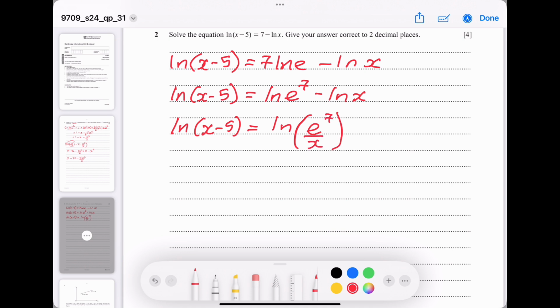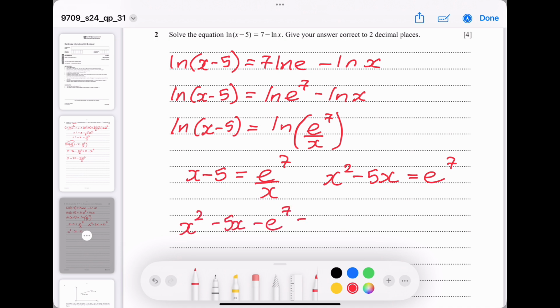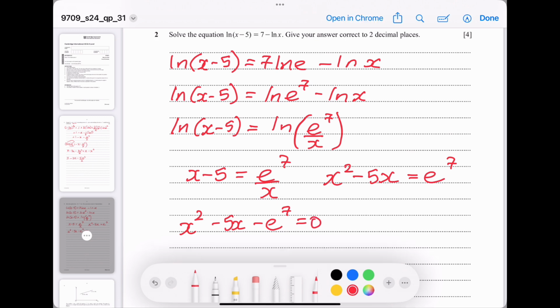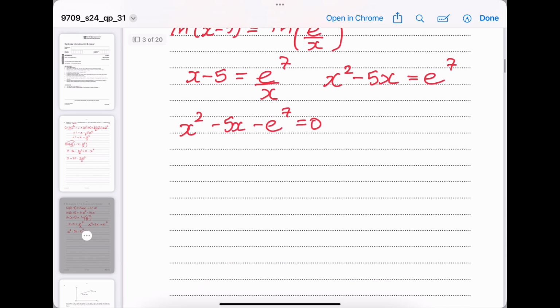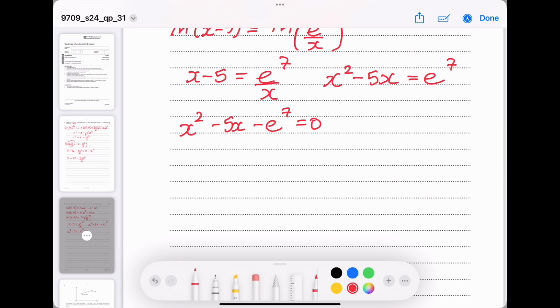Because I have 2 log statements, I can then just remove the log. So I've got then x minus 5 is equal to e to the 7 over x. Rearranging that, I have x squared minus 5x equals e to the 7. And then x squared minus 5x minus e to the 7 equals 0. So I'm then going to solve that using the quadratic formula.